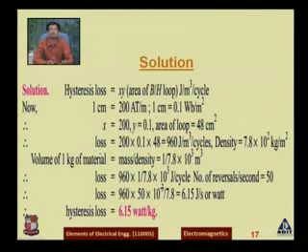So these hysteresis losses will basically generate heat, and as it is generating heat, the temperature of the material will increase. So if it is generating 6.15 watt of heat in the material, then what will be the output that you should consider?